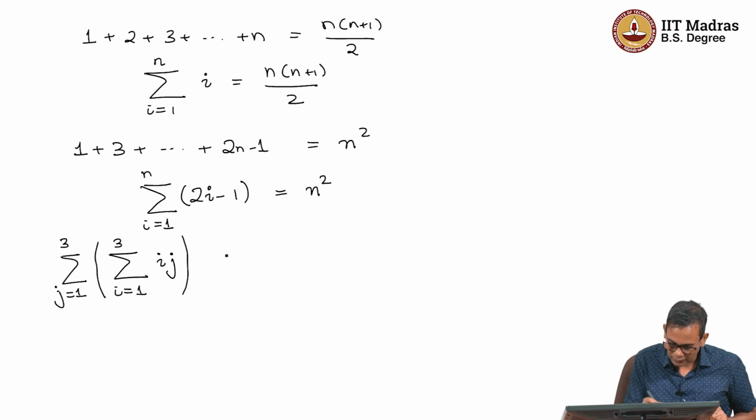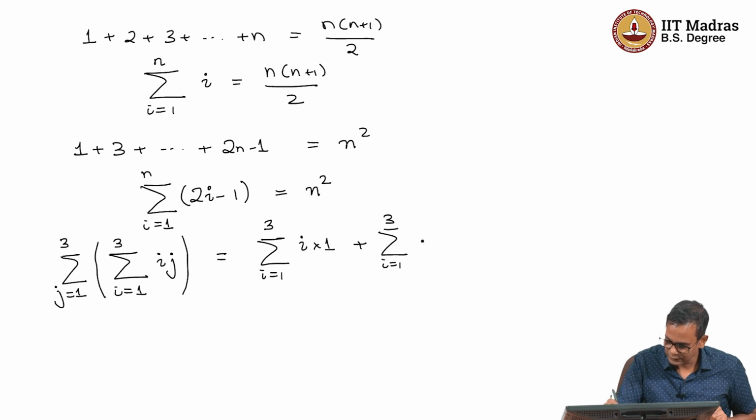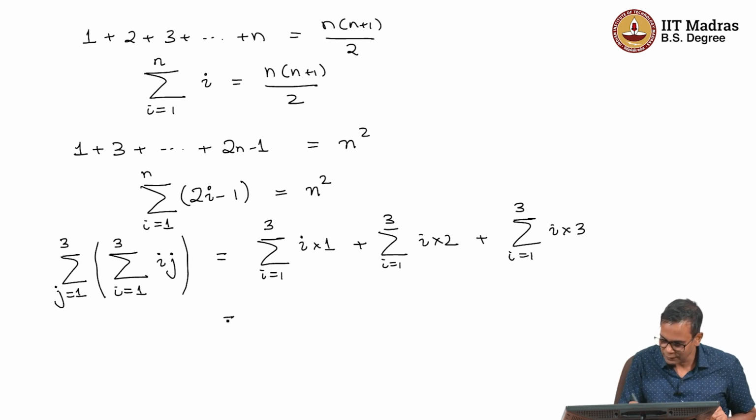So, here first I will be taking j equals 1. So, I will be taking first i goes from 1 to 3 of i into 1, then I will be taking i goes from 1 to 3 of i into 2, and then I will be taking i goes from 1 to 3 of i into 3. All the terms in the first sum are multiplied by 1, so I can just take the 1 out as a common factor. Well, 1 of course does not do much when you multiply by 1, but in the next term this will matter.